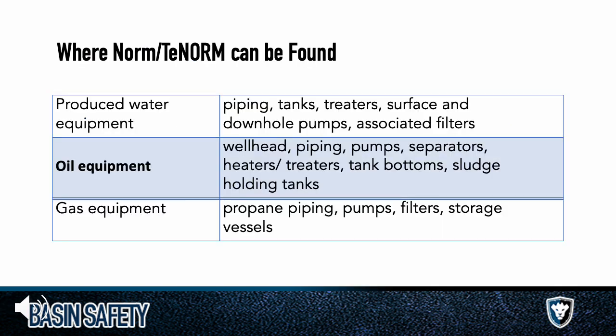Here we give you some examples of where NORM and TENORM can be found. So produced water equipment: piping, tanks, treaters, surface and downhole pumps, and associated filters. On oil equipment: wellheads, piping, pumps, separators, heaters and treaters, tank bottoms, sludge holding tanks as well. And on gas equipment: propane piping, pumps, filters, and any kind of storage vessel.